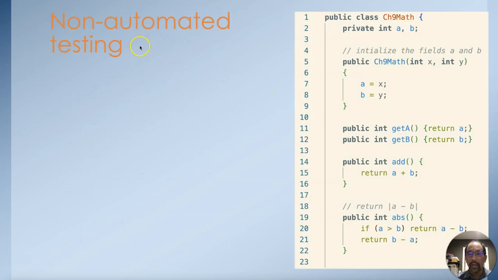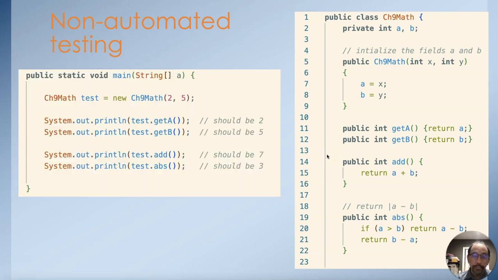Now, let's talk about some non-automated testing. Here's a very simple example of a class: two fields, a constructor to initialize the two fields, two very simple getters, an add method, and an absolute value function. It's a very simple class, and it's more just to talk about the concept of testing.